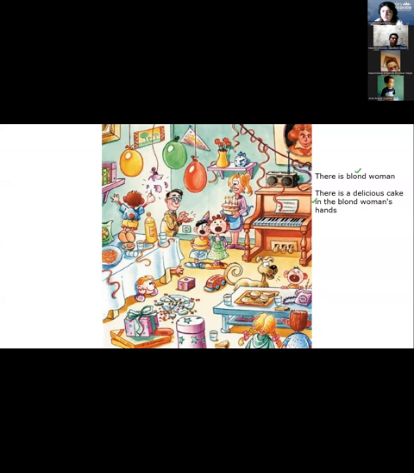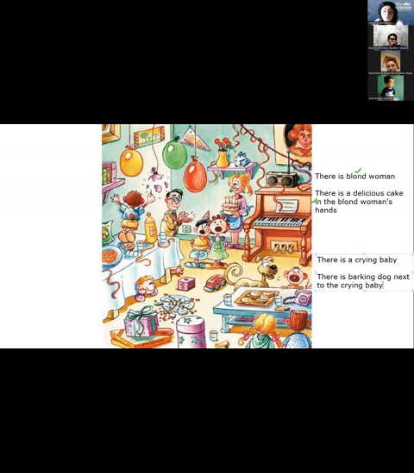For example, here we have another one. Look at the baby. So I can say, there is a crying, crying is going to be my adjective, okay? Va a ser mi adjetivo. There is a crying baby. Hay un bebé llorón, right? And then I can use another one and say, there is a barking dog next to the crying baby. Hay un perro ladrador a la par del bebé llorón, you see?